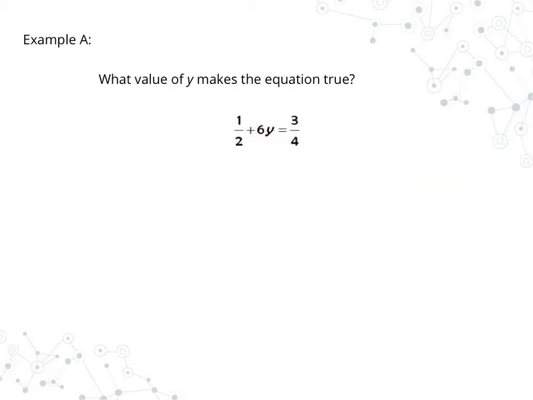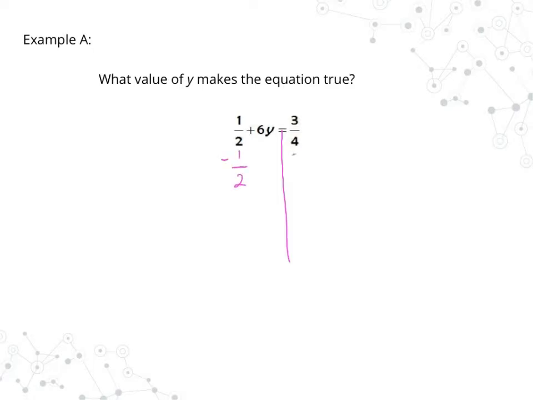So here we are at example A, and it says which value of y makes the equation true. So we're going to go ahead and solve this equation by drawing our wall down from our equal sign to begin with. Remember, we have to do inverse operations on both sides. So I've got a fraction and 6y. The 6 is going to be the coefficient because it's right up next to the y, so that leaves 1/2 as my constant. So I'm going to go ahead and subtract 1/2 from both sides.